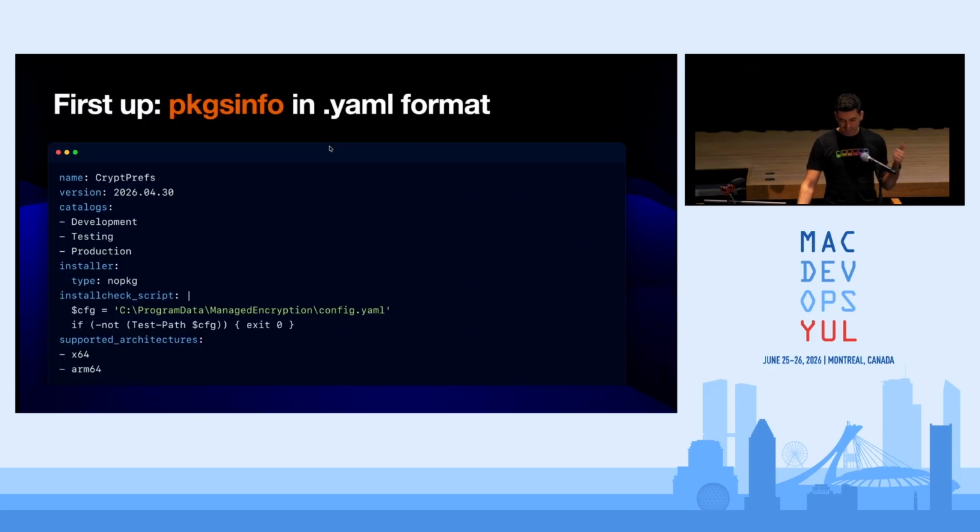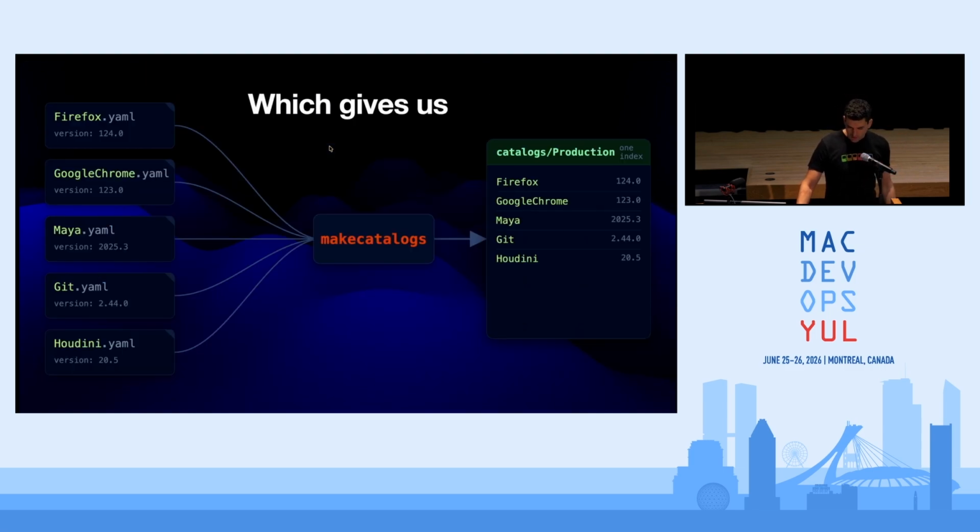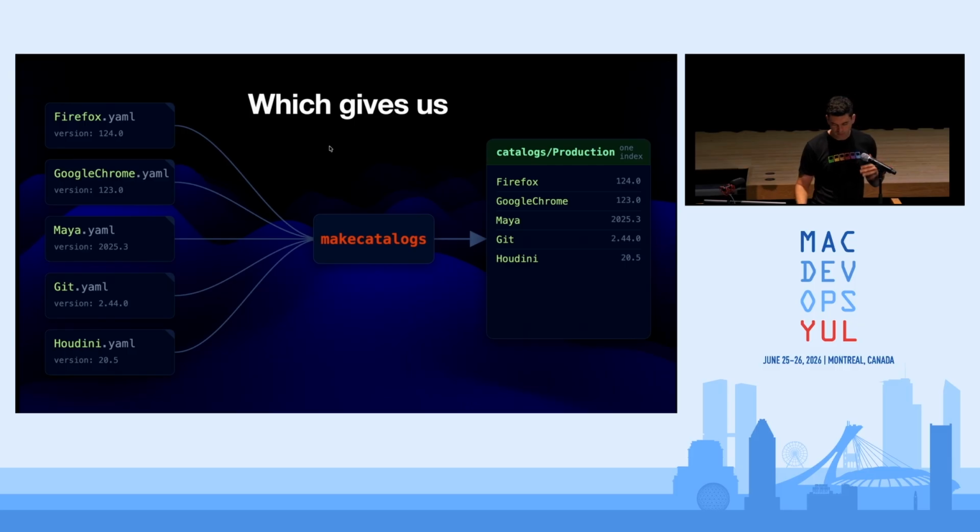But first up, I get package infos working. Everything's in YAML. I got the keys and matching them and the logic, etc. Which gives us make catalogs. So we can have different package infos, and then we get a catalog, and that catalog is what the machines read, instead of what Gorilla had, which is just catalogs, but manually created, no make catalogs.